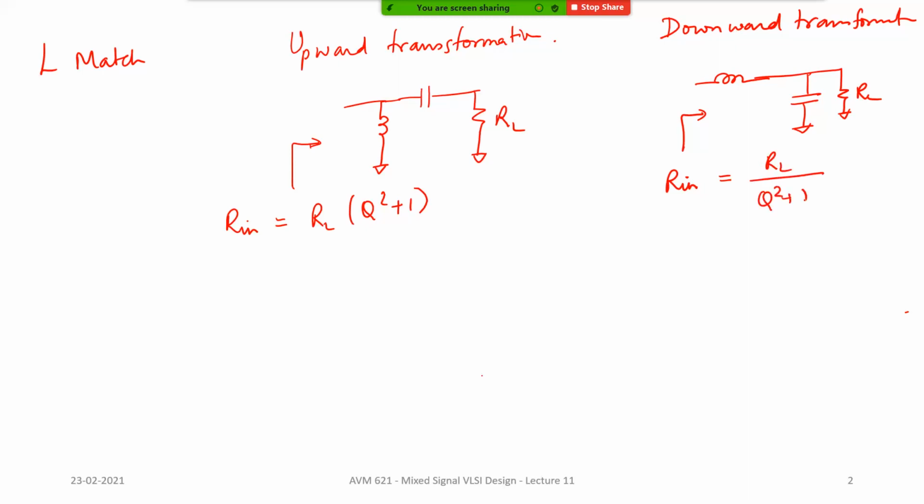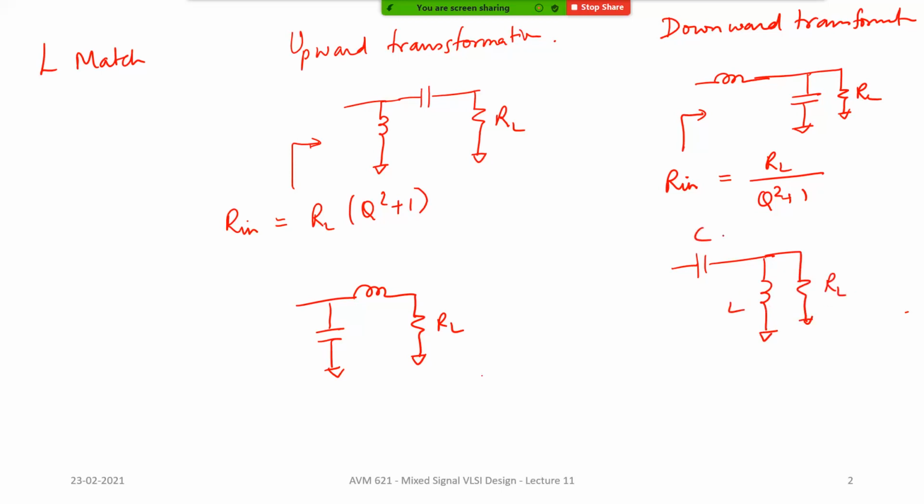Now the inductor and the capacitor can be interchanged. Of course, the values will change. So you can have a low pass realization like this, or a high pass realization as well. Okay. So both upward and downward transformations can have both a low pass type network and a high pass type network. Okay. So depending on what you want the network to do at either the DC end or at very high frequencies, you can choose an appropriate thing.